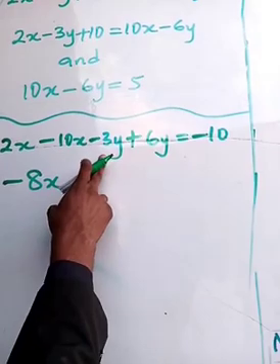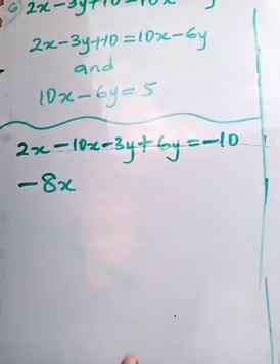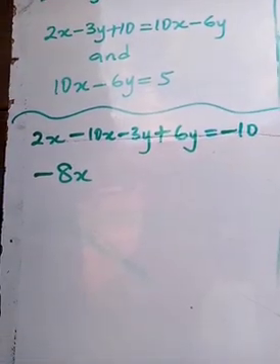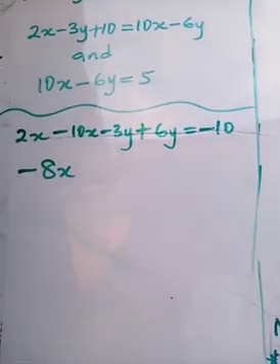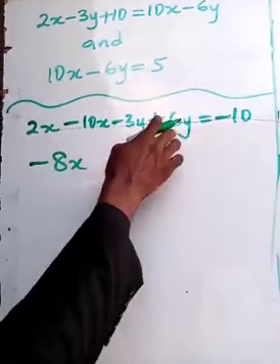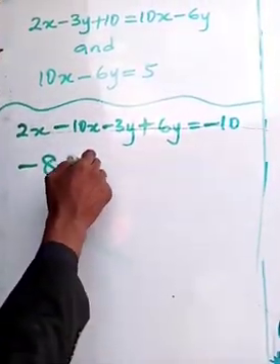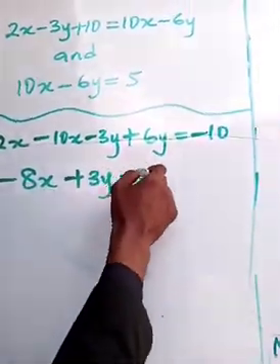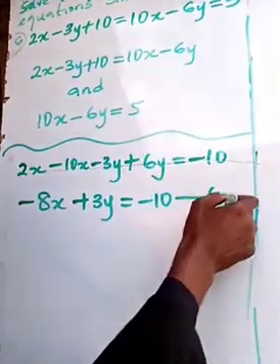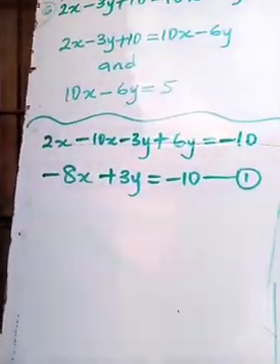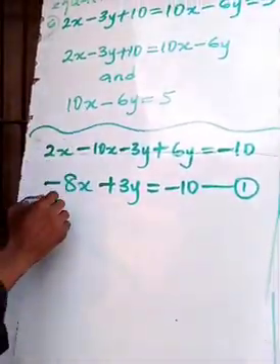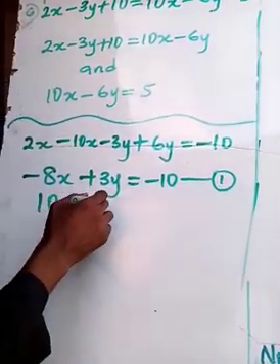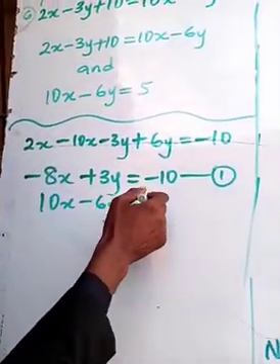Then this is minus 3y plus 6y. You are owing 3y, but you have 6y. You have more than what you are owing. So if you are not stingy, you can pay everything. If you pay all the 3y, which you should do, you still have 3y left. So that's why this is plus 3y. You have minus 10. So let's say this is equation 1. Then this other one is perfect. So you have 10x minus 6y equals 5.